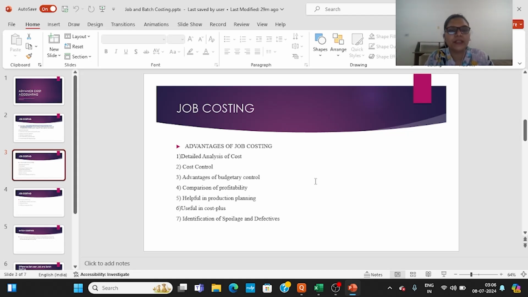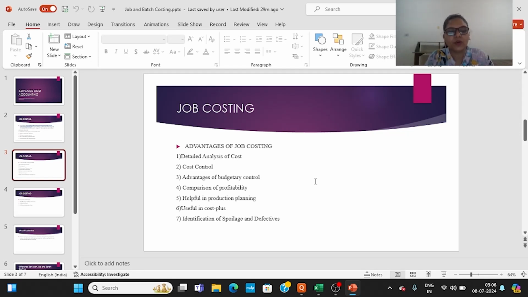Next is helpful in production planning. Job costing provides a basis for estimating the cost of similar jobs to be undertaken in future, and thus it helps in production planning. Useful in cost plus. Job costing is very useful in giving quotations for cost plus and such other contracts where selling price is determined directly on the basis of cost.